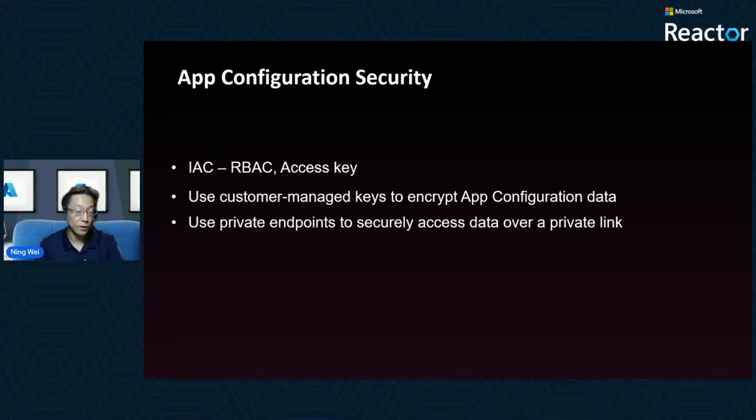So for app configuration, you can use access keys, you can use role-based access control. So you can enable managed identity for your application, and then you use role-based access control to grant permission for your application to access the app configuration instance, right?